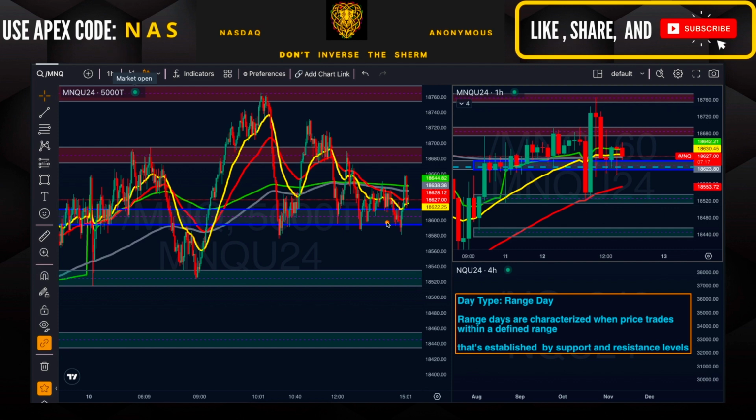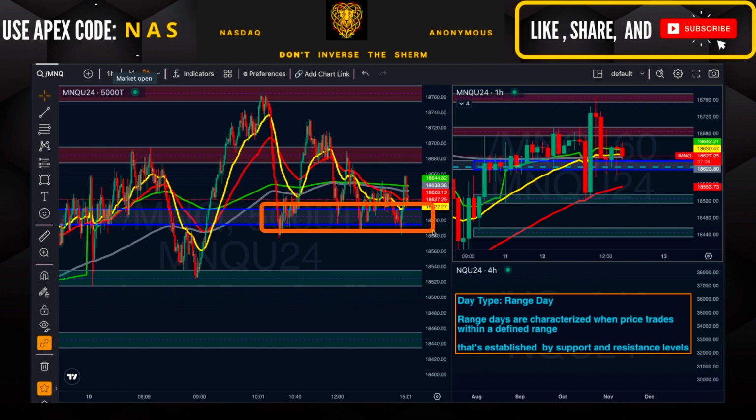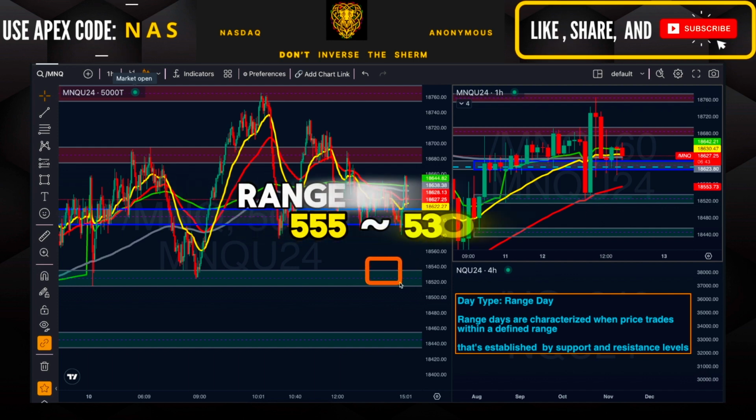So as you can currently see, price is holding this range between 615 and 595. Here, if the bulls are able to maintain this range and find support, we can definitely see a retest of at least this high or this range where we saw that huge rejection. Now, if the bulls fail to hold this range overnight and price does sweep the liquidity below these lows, the next area of support is going to be this range between 555 and 530.